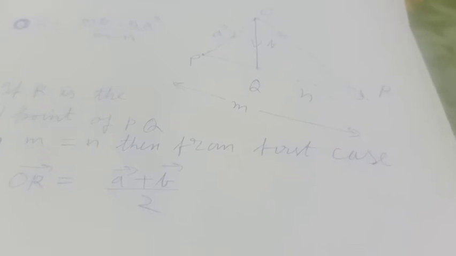Here lies a special case. In the case of internal division, if R is the midpoint of PQ, then m equals n, and then from the first case we can say that vector OR equals (a plus b) by 2.